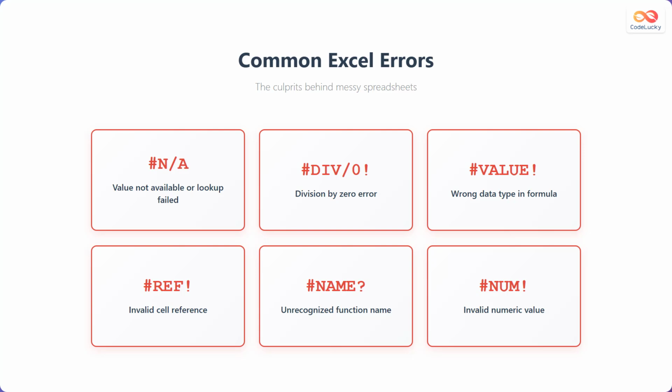First, we have #N/A, which means value not available or lookup failed. Then there's #DIV/0!, indicating a division by zero error. Next, we have #VALUE!, which shows that there is a wrong data type in a formula. We also have #REF!, which occurs when there is an invalid cell reference. #NAME? appears when there is an unrecognized function name, and lastly #NUM! signifies an invalid numeric value.